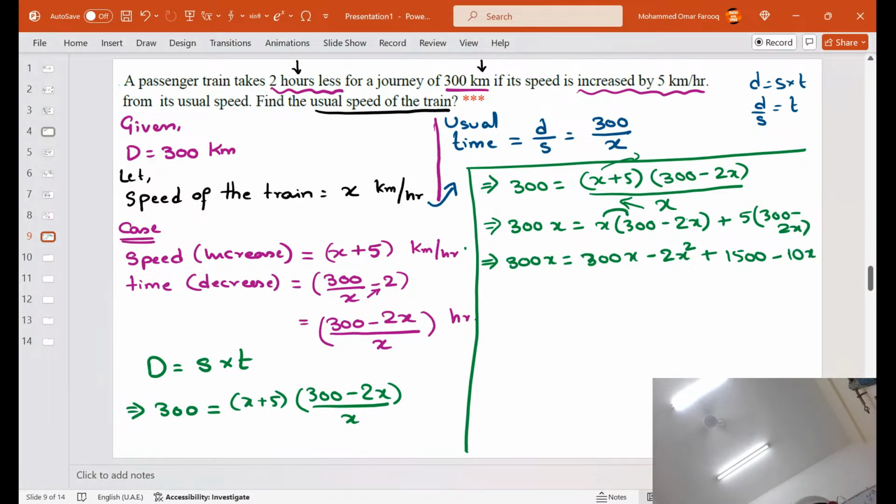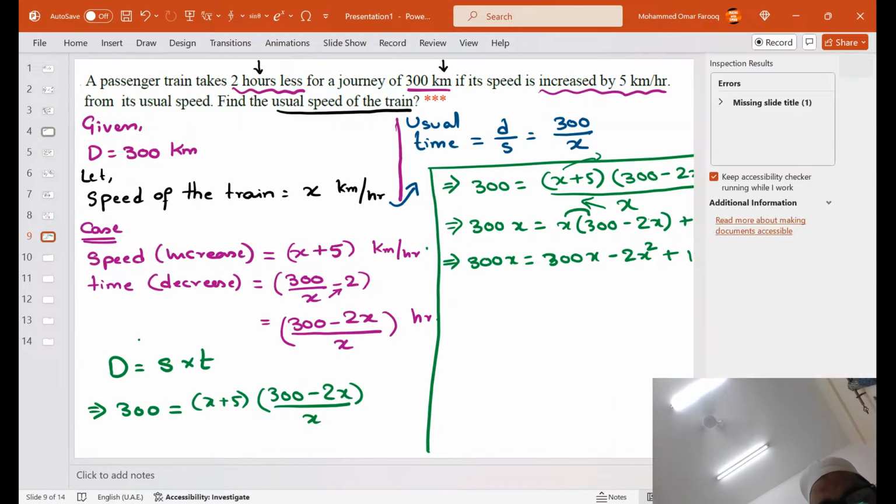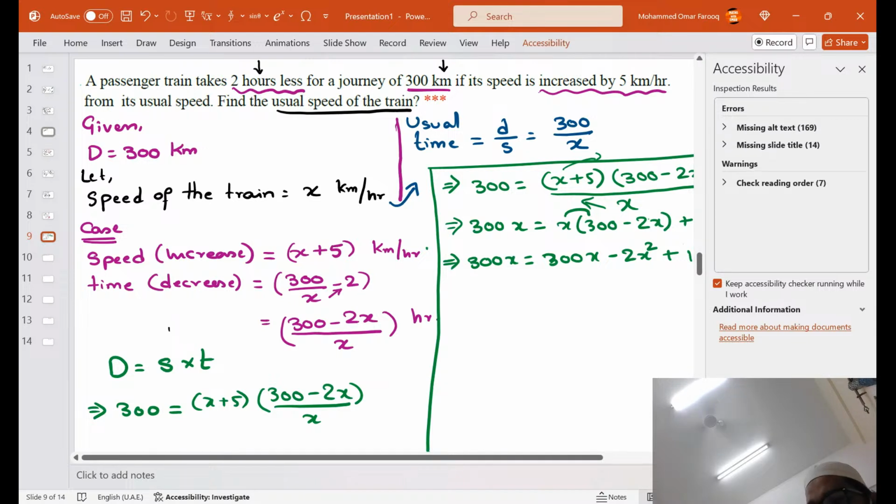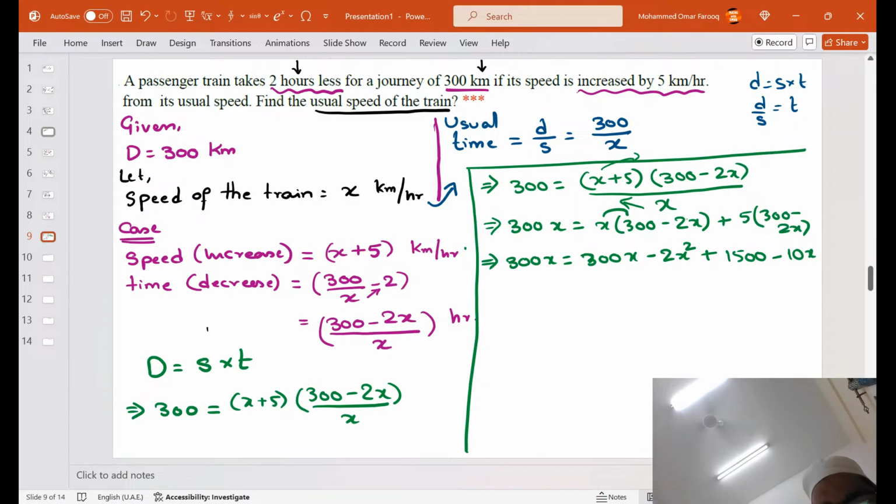Mehrab, see beta, it is very simple. Here d is equal to distance is equal to speed into time, right beta? So what is the distance? Distance is 300. And what is speed? We are talking about the new conditions. So speed is x plus 5. And what is time? Time is 300 minus 2x by x. Okay. So we are just simplifying from that step.